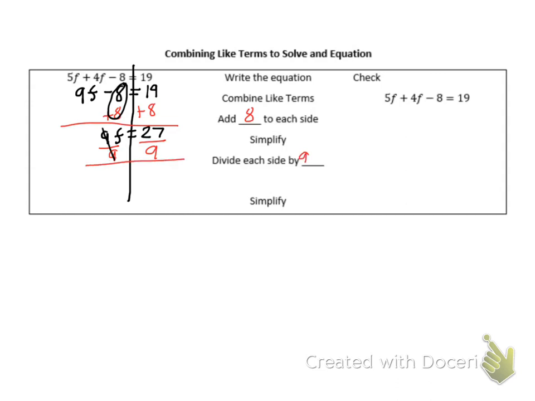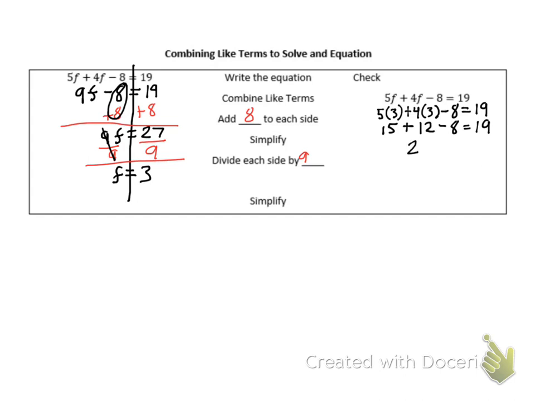9 divided by 9 is 1. So we have 1 times f is f. 27 divided by 9 is 3. So we say that f is 3. Let's put it back into our equation to test this out. 5 times 3 plus 4 times 3 minus 8 equals 19.